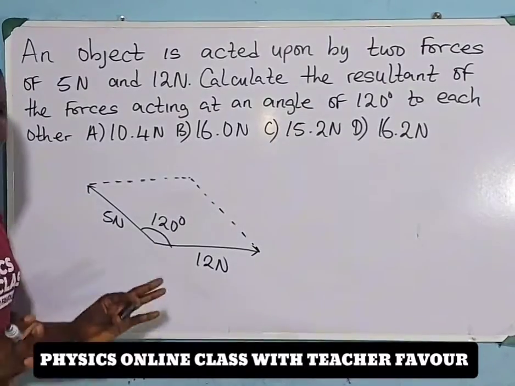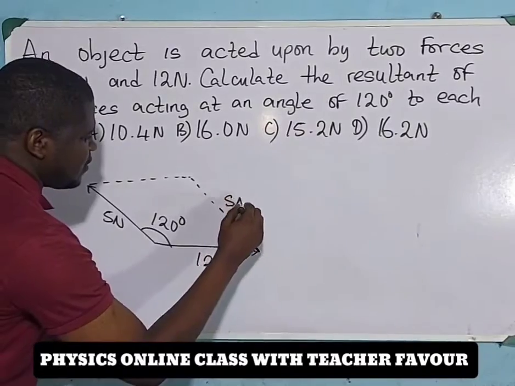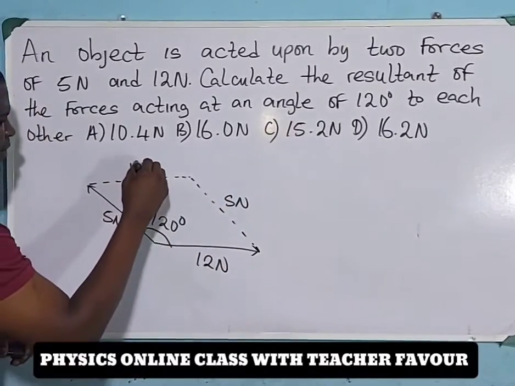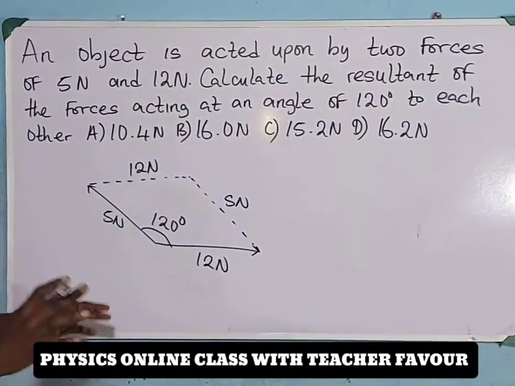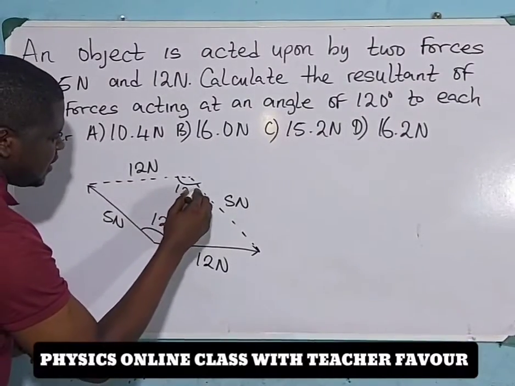In a parallelogram, opposite sides are equal. So since here is 5 Newton, here is also 5 Newton, here will be 12 Newton. Again, opposite angles are equal. Here will be 120 degrees.